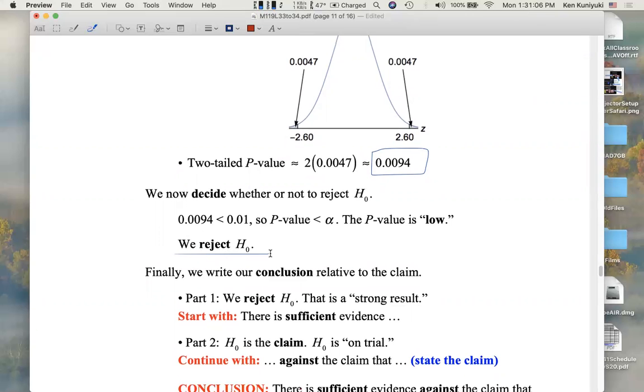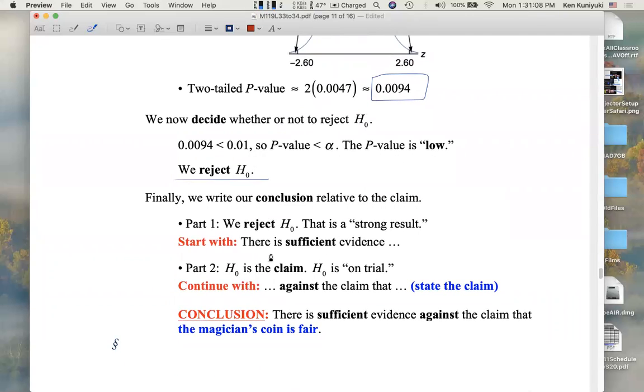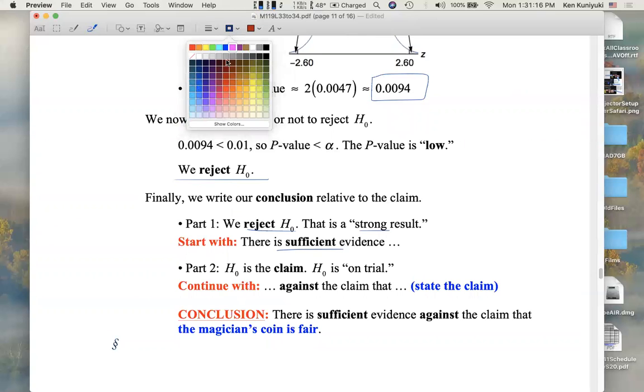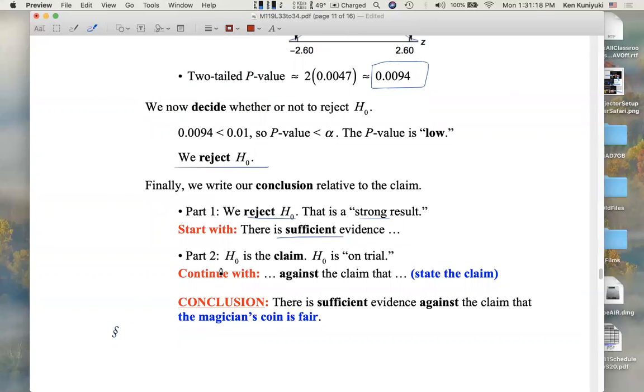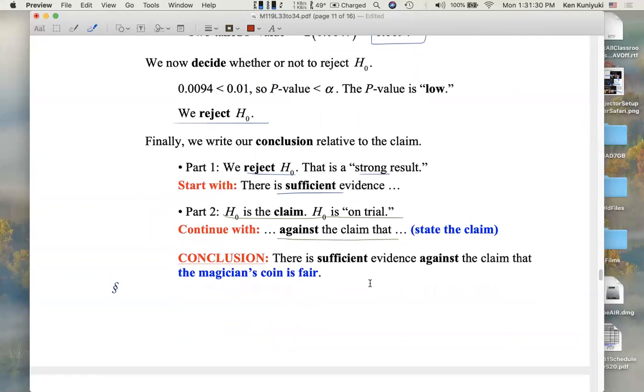So is that a strong or weak conclusion? Is that a strong or weak result? We reject the null. If we reject the null, that's strong. That means there is sufficient evidence. What? Well, the null was the claim, so the null is on trial. So we're weighing evidence against that null claim. There is sufficient evidence against the claim.